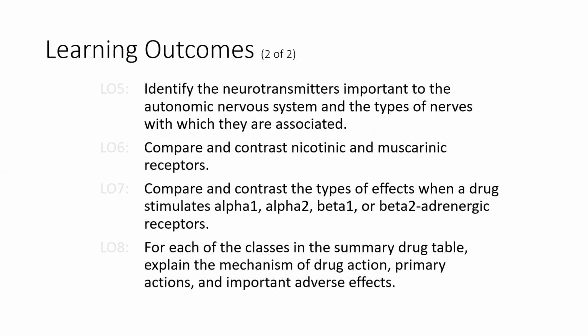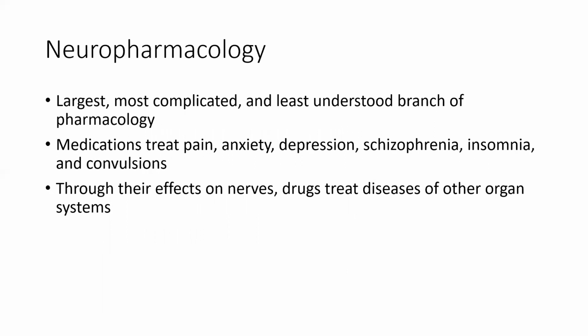We will identify the neurotransmitters important to the autonomic nervous system and the types of nerves with which they are associated. We'll compare and contrast nicotinic and muscarinic receptors. We'll compare and contrast the types of effects when a drug stimulates alpha 1, alpha 2, beta 1, and beta 2 adrenergic receptors. For each of the classes in the summary drug table, explain the mechanism of drug action, primary actions, and important adverse effects.